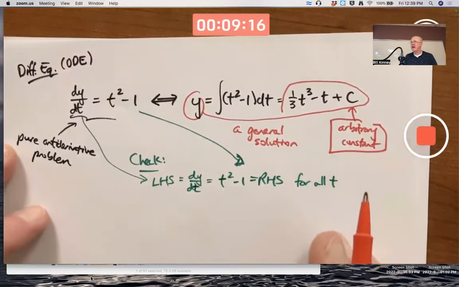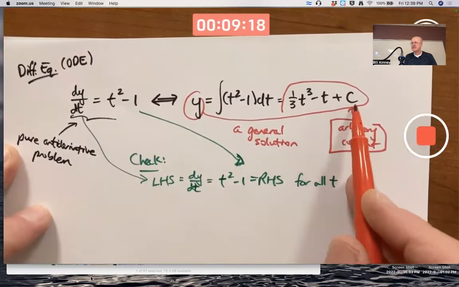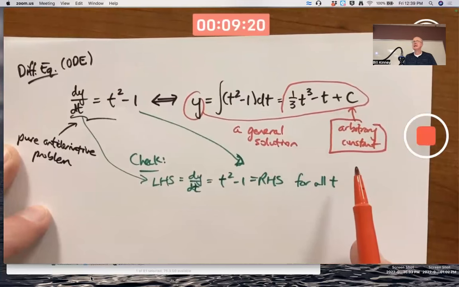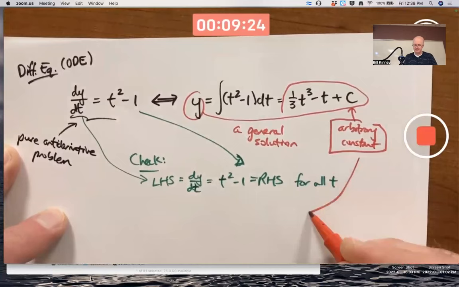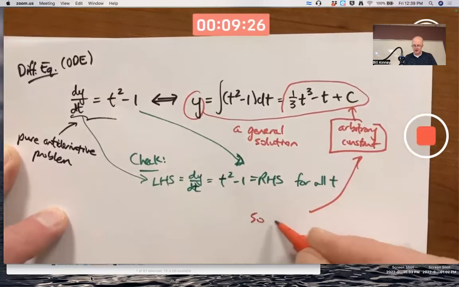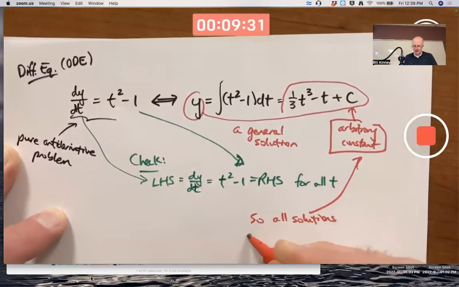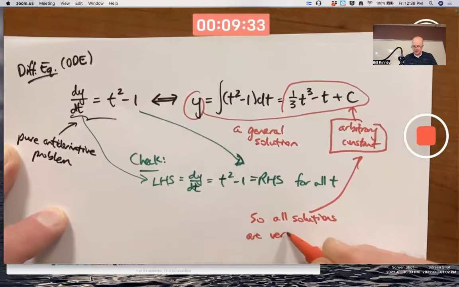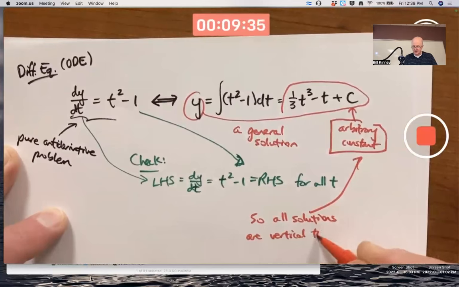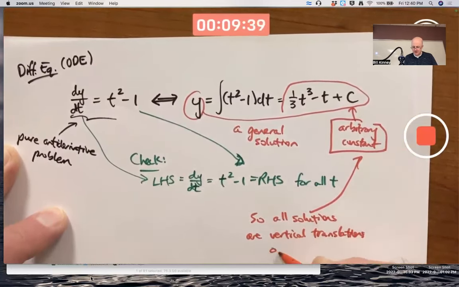So what this is really saying, because we've got this plus C for our arbitrary constant, is that all solutions are vertical translations of each other.